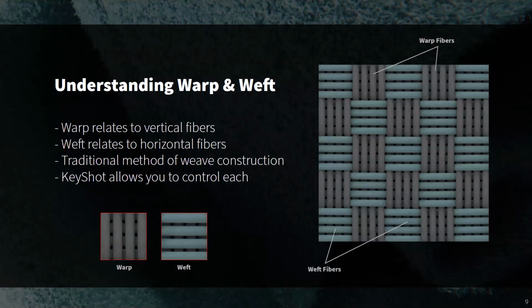Here you can see the warp fibers are positioned longitudinally and are typically held stationary under tension during construction, while weft fibers are drawn through and inserted over and under the warp fibers. This is important to be aware of because the terms warp and weft are used within KeyShot to define which fibers receive adjustment when your parameters are changed in the project panel or the material graph.